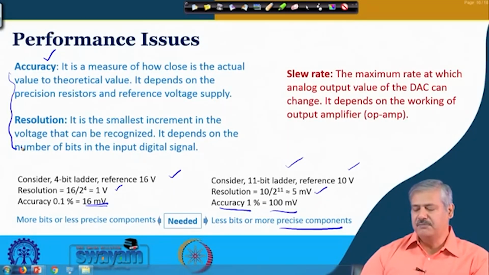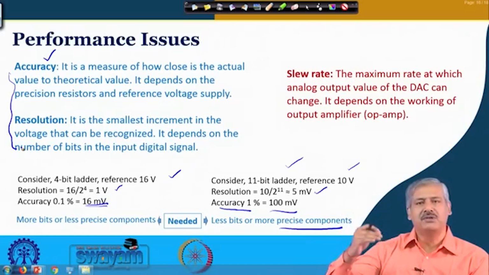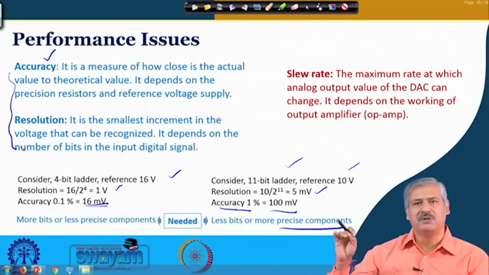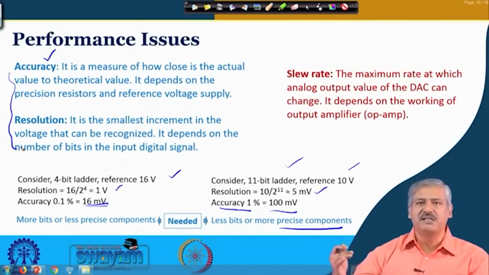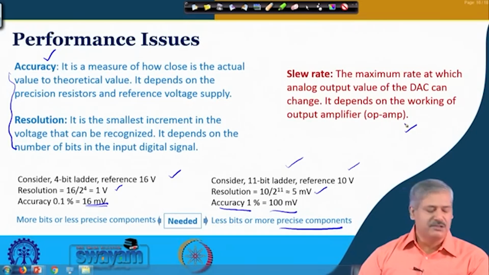The other important point when you look at a DAC is called slew rate. So, the maximum rate at which the analog output value of the DAC can change. Okay. So, it depends on the working of the output amplifier, that is the op amp. So, how quickly the output can change. If you change the input from a low value, say 0000 or 0001, suddenly to a high value, say 1111, how quickly the output will change depends on the slew rate of the op amp. Okay. So, that is also an important measure.